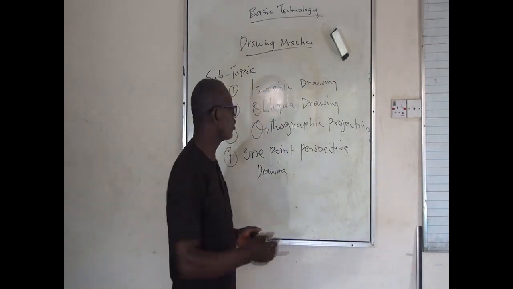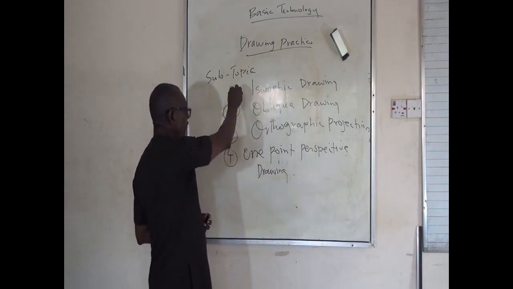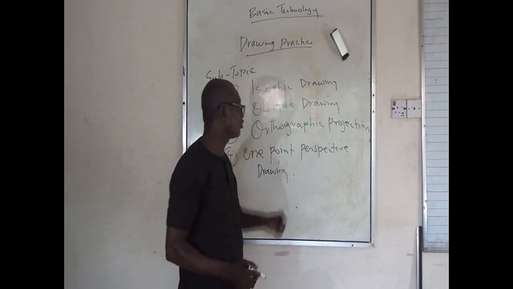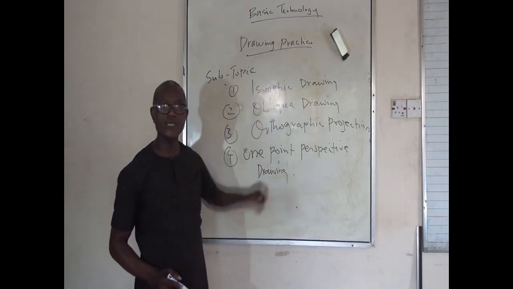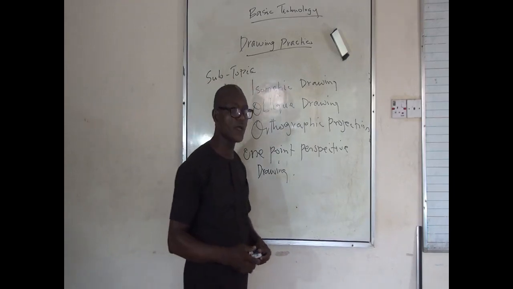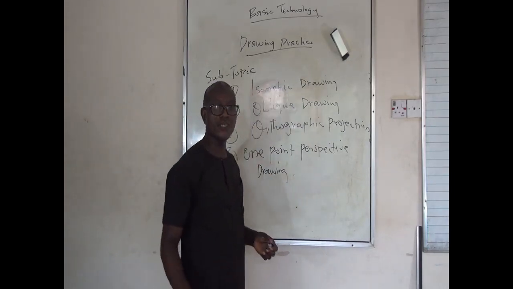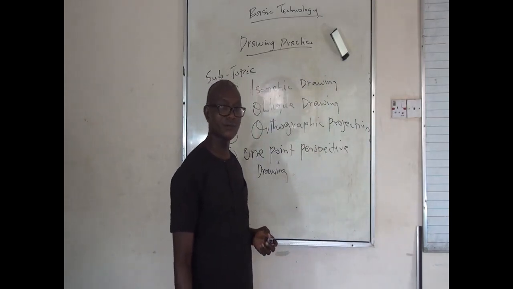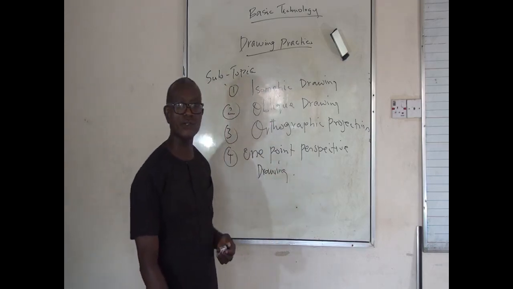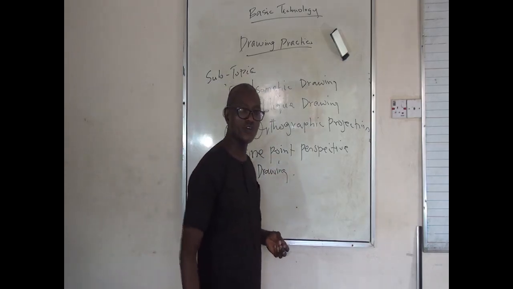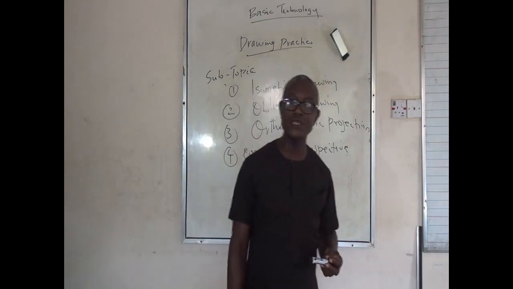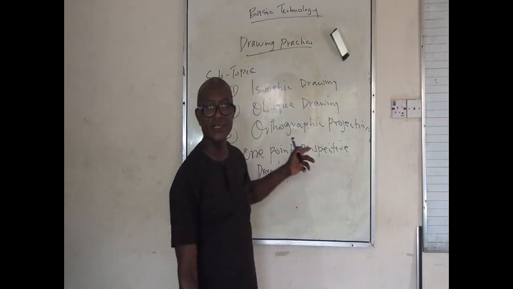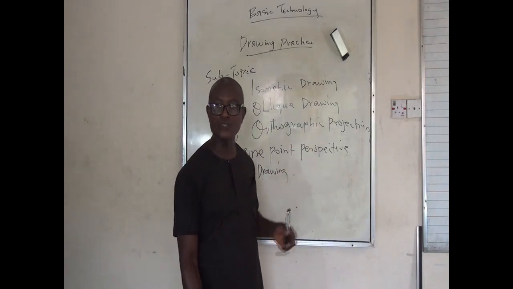But today we are going to consider 2 of these subtopics. Number 1, we want to consider isometric drawing and oblique drawing. Isometric drawing is one of the pictorial drawings in technical drawing. And what is this pictorial drawing? Pictorial drawing is a form of drawing that shows the 3 dimensions of an object.